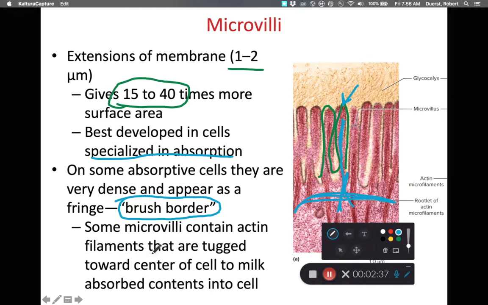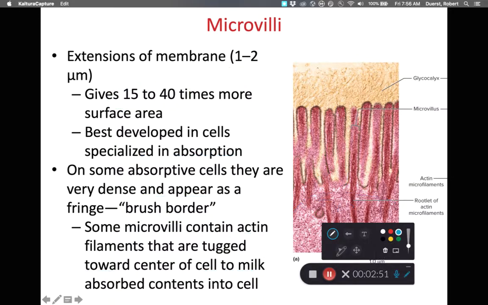As we look at microvilli, some microvilli are going to have actin filaments within them, and these actin filaments are going to be tugged towards the center of the cell in order to help maximize the rate that nutrients are absorbed by those microvilli.